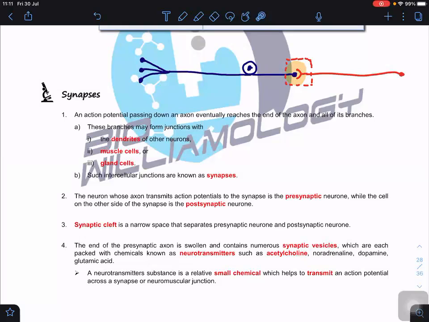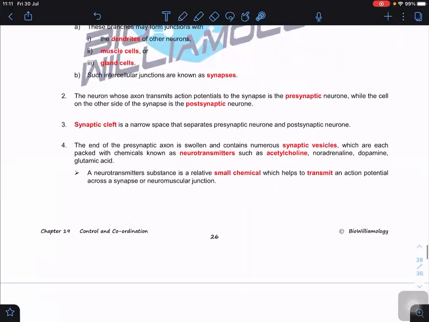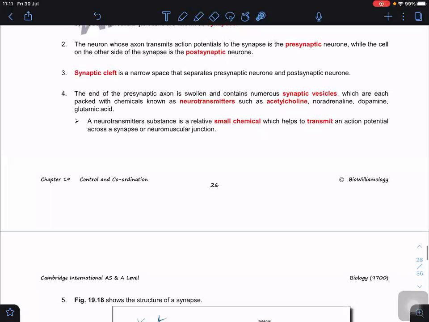So an action potential passes down an axon, eventually reaches the end or the terminal, and all its branches. This branch may form a junction with dendrites of other neurons. For example, can you see that dendrite? It may form junctions with muscle cells or even gland cells. Such intercellular junctions are known as synapses. The neuron whose axon transmits action potential to the synapse is the presynaptic neuron.